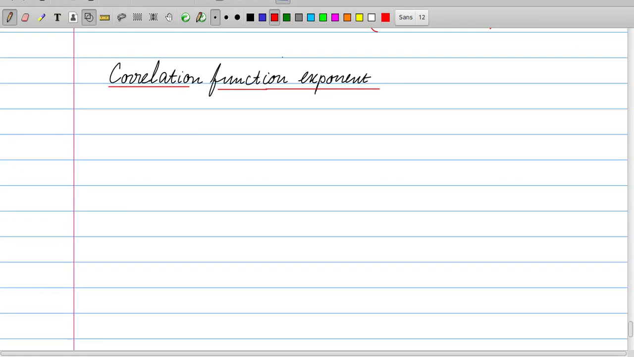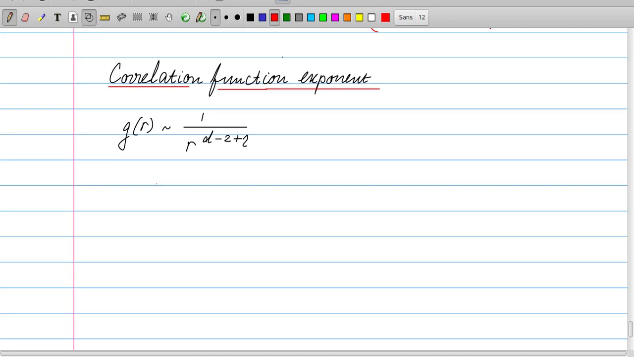Next, we consider the critical exponent of the correlation function. The correlation function gives us the dependence on the length of the correlations in the system, and it's defined as 1 over r to the power d minus 2 plus eta. d is the dimension, and so eta is a new critical exponent. For the Ising model it's 1/4, so eta is the exponent we are searching for.